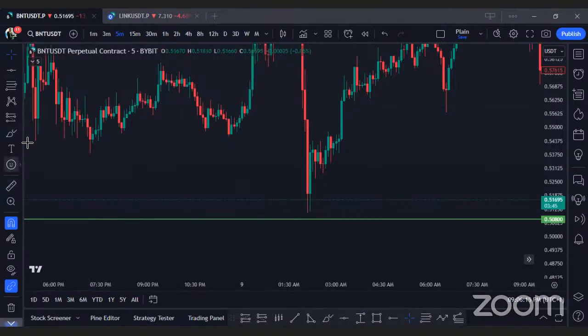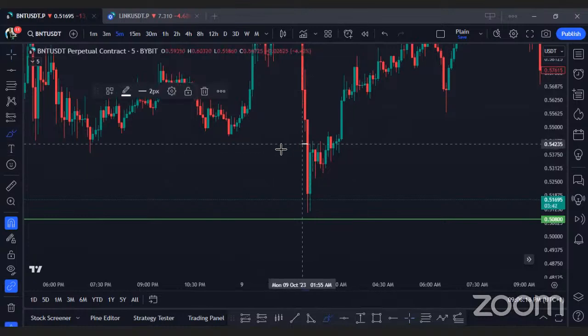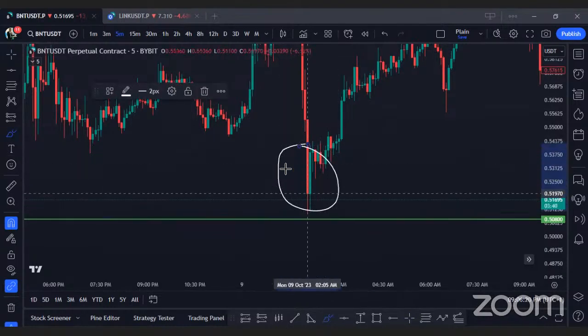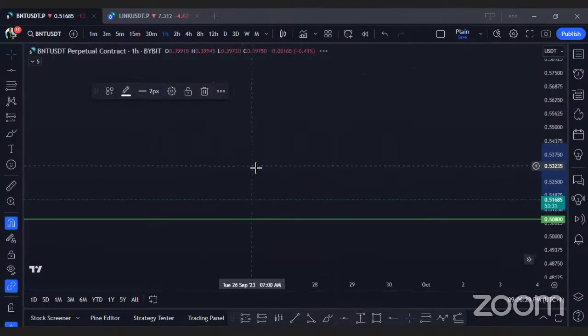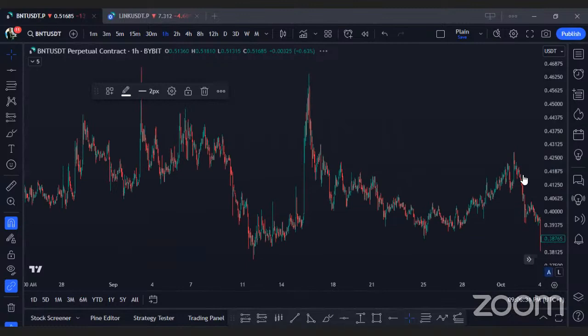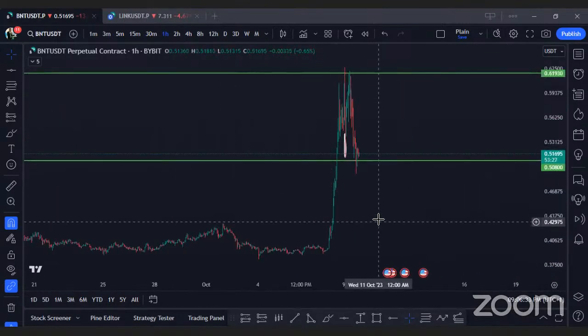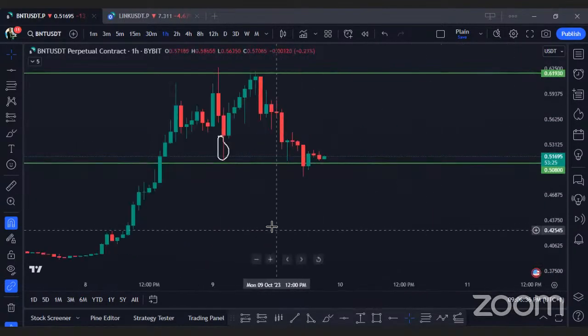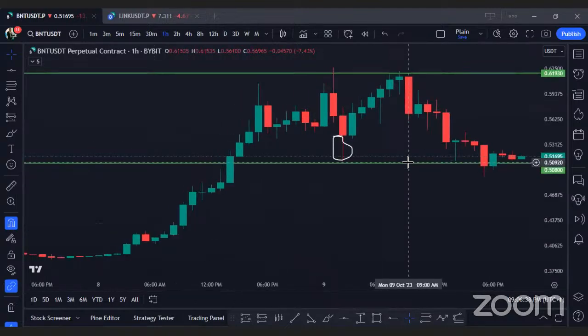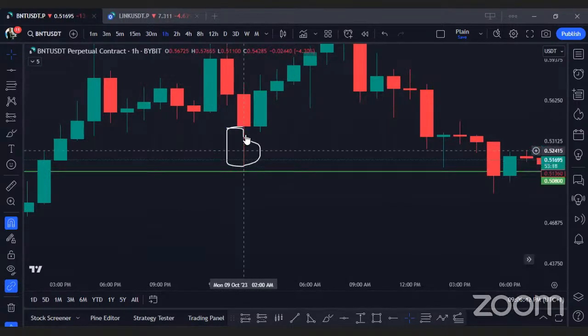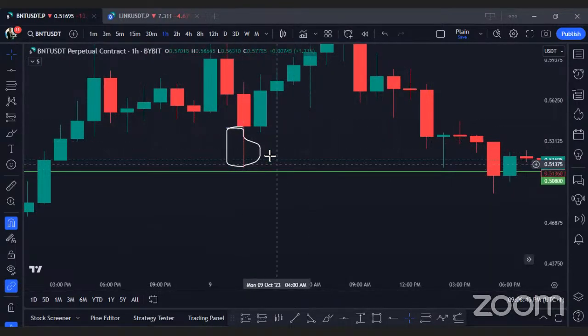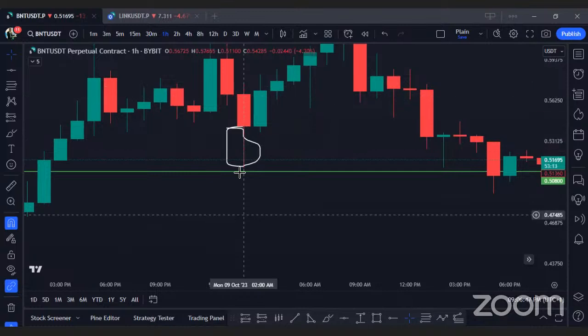This body here can be a wick on the 1 hour time frame, which you may not notice. Let me go to the 1 hour time frame and see. So here you see that it is a wick, and if you are going to set up a trade, it's just one wick on the 1 hour time frame. You can see clearly here, and it is bearish.